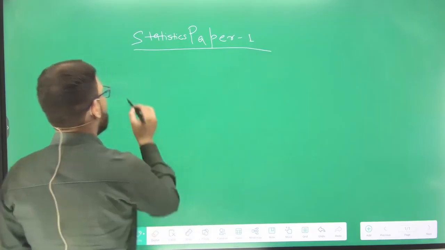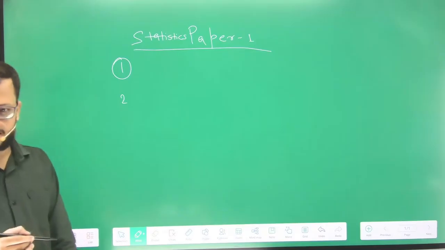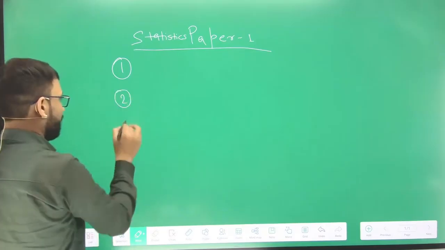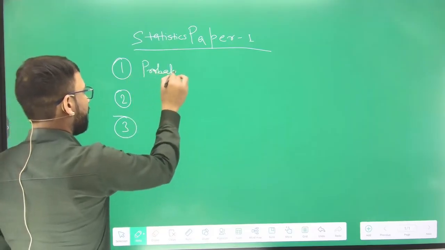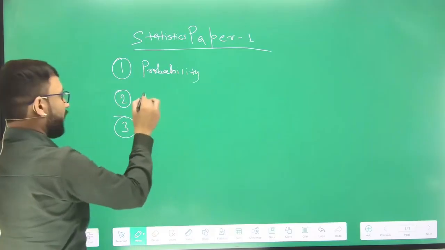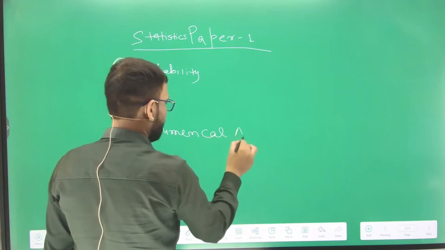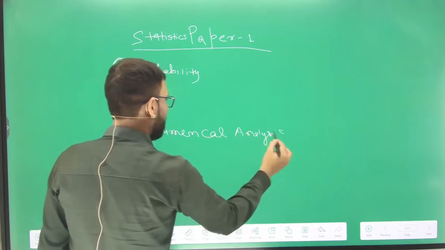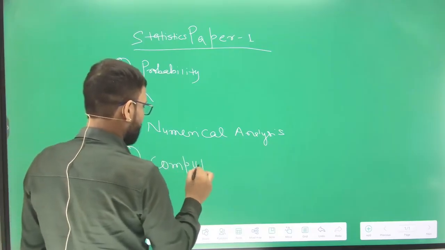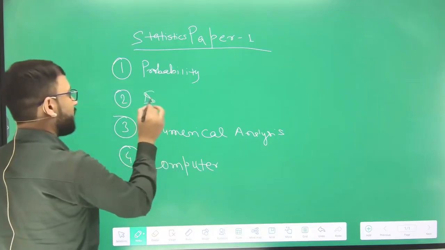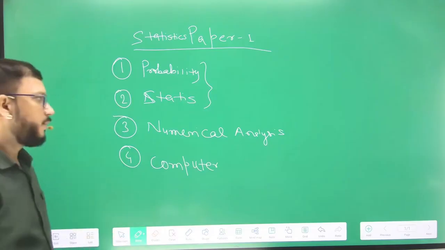What are the papers, like what are the components there? How many components are there? 6. 3. Name, probability, numerical analysis, and 4th is computer application and data processing. What about second? It is statistical methods. Though these two are always studied together, but yes, this is there.